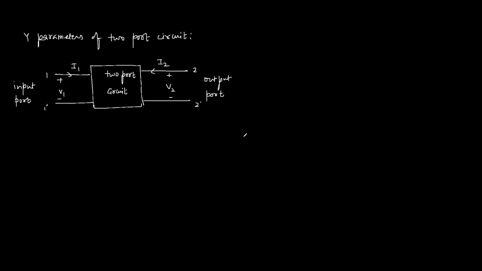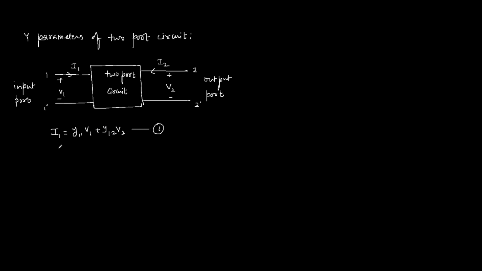Y parameter of two-port circuit. In this two-port network, on the left hand side we have input port and on the right hand side we have output port. Equations for Y parameters are I1 equal to Y11 V1 plus Y12 V2.